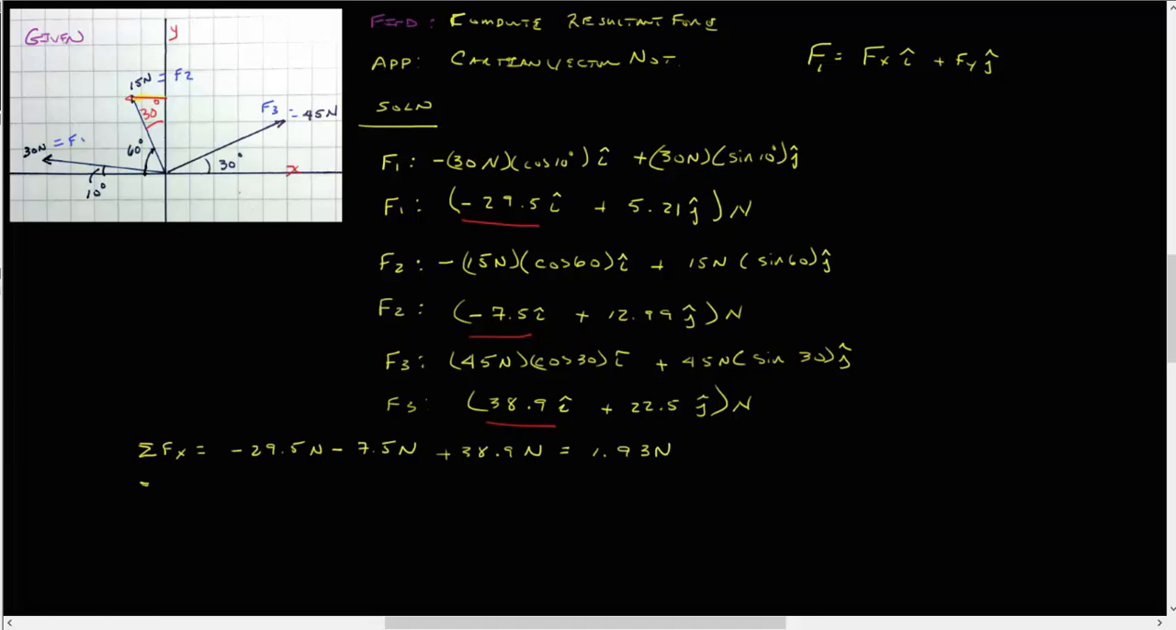I can do the same thing in my y. So I'm summing my forces in the y. I'm going to get 5.21 newtons plus 12.99 newtons plus 22.5 newtons. Again, I don't use the j because I'm summing my forces in the y. And I computed that to be 40.7 newtons.